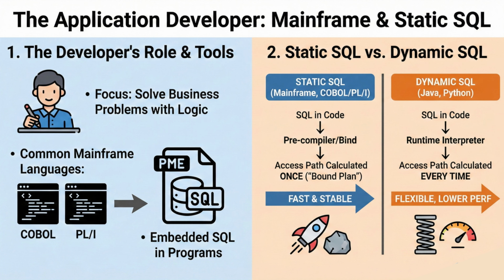Finally, we have the application developer. On z/OS, developers often work in languages like COBOL or PL/I, embedding their SQL directly into these programs. This is known as Static SQL. It's different from the dynamic SQL used in Java or Python. With Static SQL, the access path to the data is calculated once and bound into a plan. This makes it incredibly fast and stable. A developer's job is to write the logic that solves a business problem, using DB2 to store and retrieve the answers.